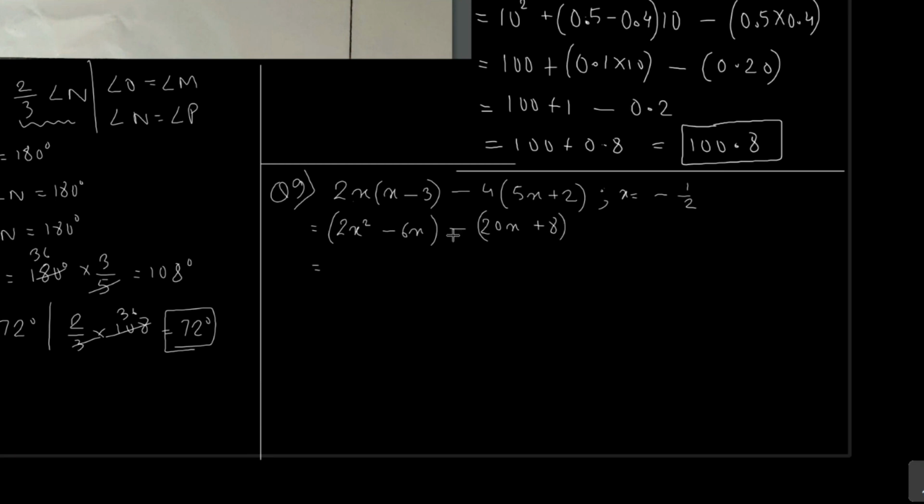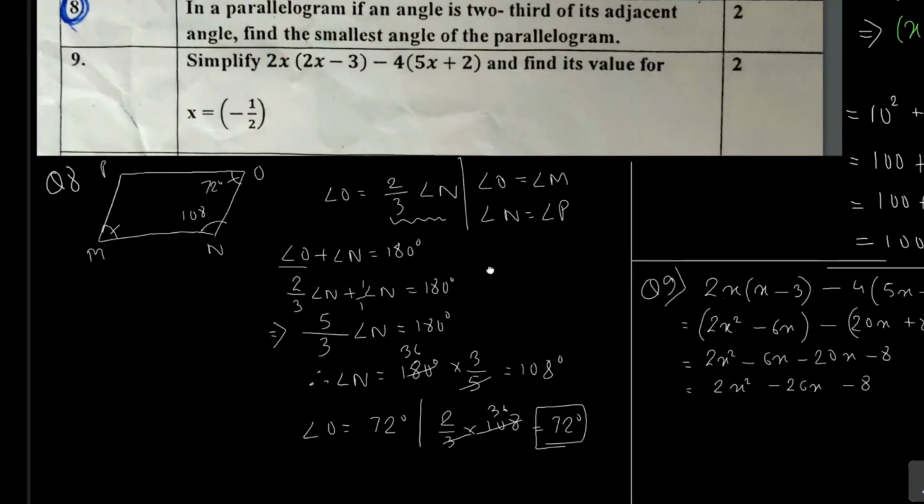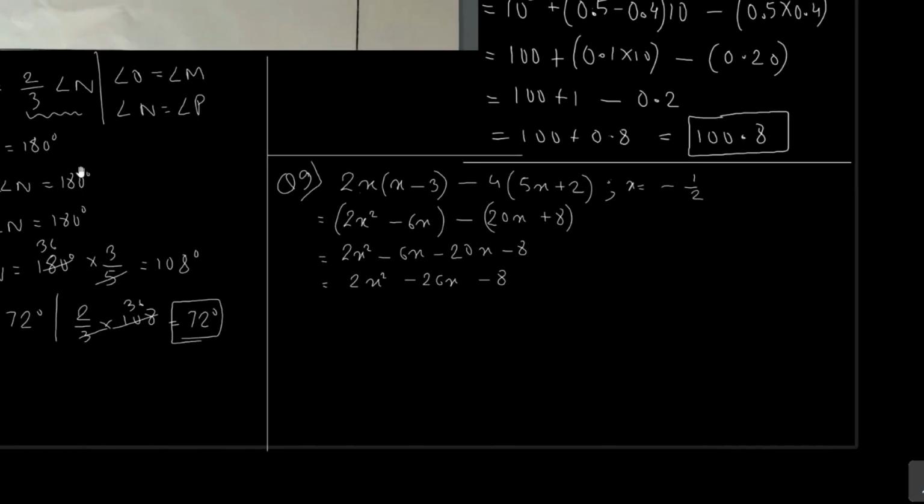On solving further, there's a minus sign, so the signs of these two would change. So what I get is 2x squared minus 6x minus 20x minus 8. And on solving further, I would get 2x squared minus 26x minus 8. Now the question had asked us to find its value for x is equal to minus half. So I'll put the value of minus half here.